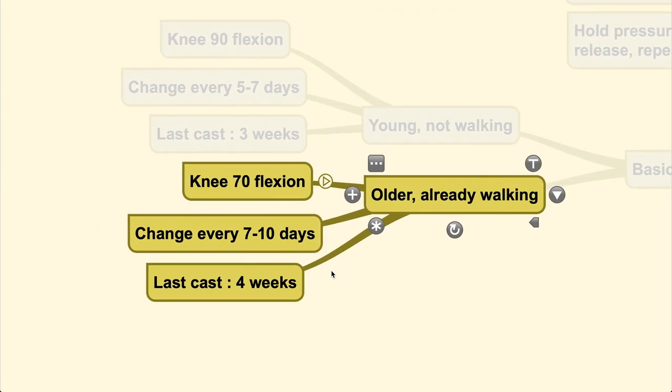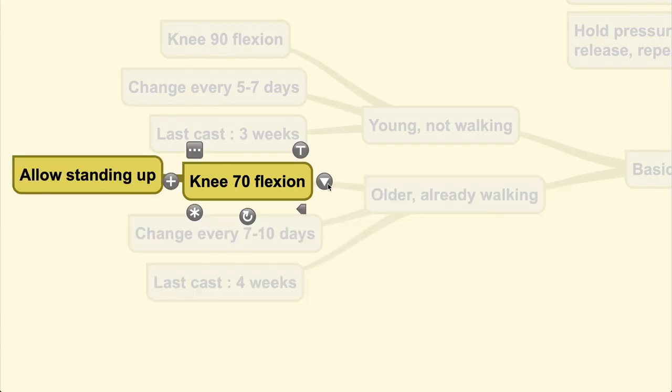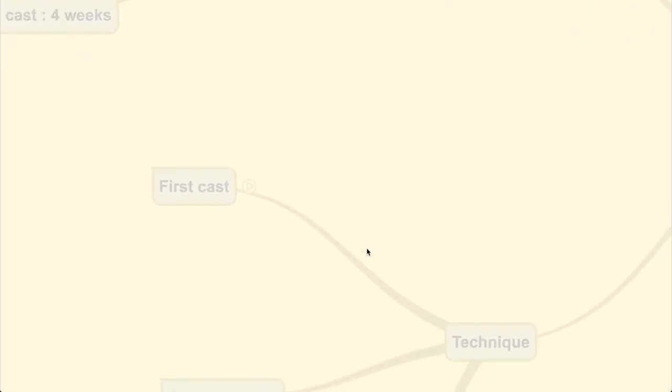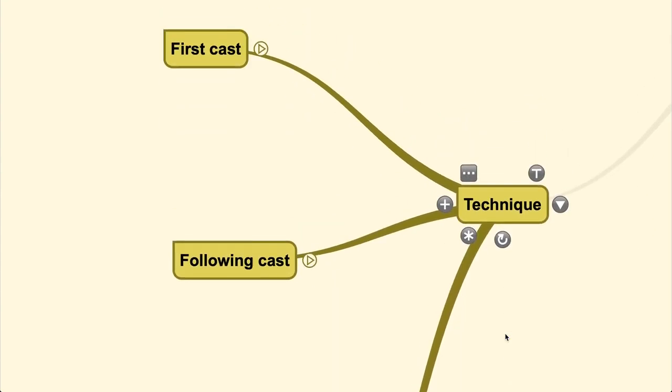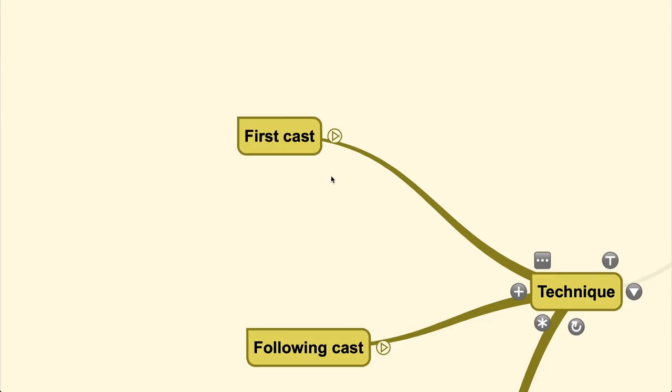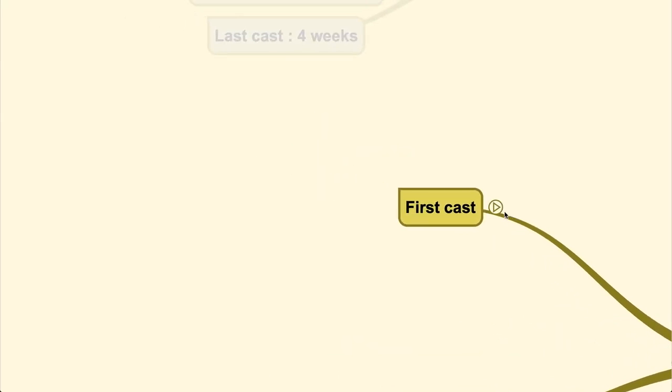If the patient is already walking, then the knee can be held in a slightly reduced flexion of 70 degrees. The cast should be changed every 7 to 10 days, and the last cast should last for at least 4 weeks. The reason behind the lesser degree of flexion of the knee is that the patient is advised to stand up and continue walking with their cast in place, and this degree of flexion allows the child to stand up. Now, the thing about casting is that there are techniques that you need to remember so that the cast can move on from one cast to another in a smooth way.